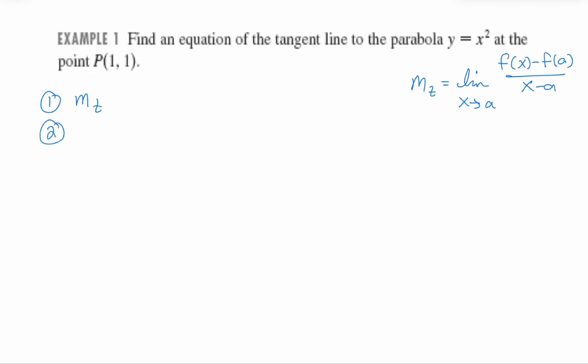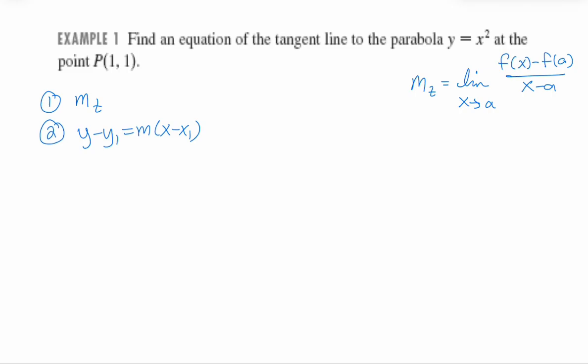Second thing we do is we use the point slope formula. Okay. So we're always going to do this same kind of dance. Every time they ask us to find the equation of a tangent line, we have to know the slope of the tangent, the slope of the line. We're going to use the point. We're going to plug it into the point slope formula.